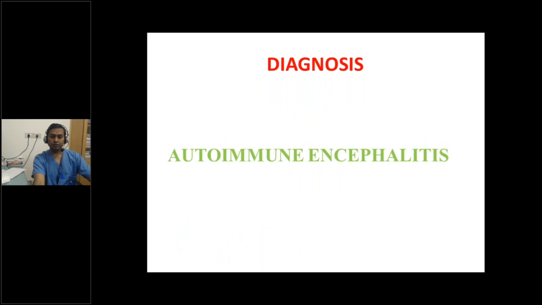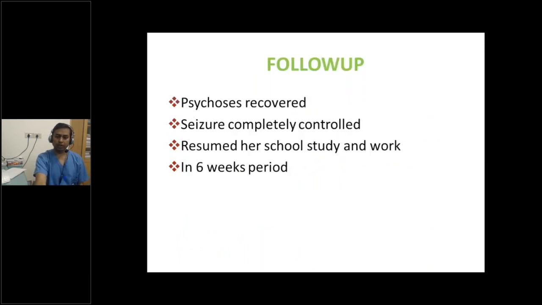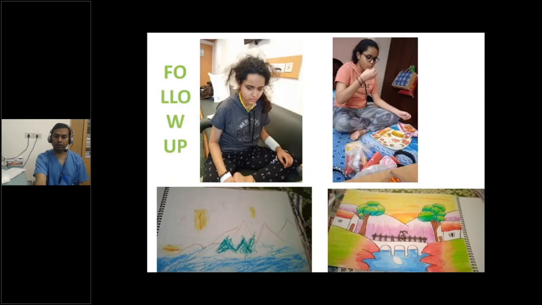She received Solu-Medrol and IVIG, followed by rituximab, and over a 1.5 month period her drawing recovered, speech came back, and she is almost back to her normal routine activities. She is back to school. So this is one of the dramatic changes with extensive evaluation and diagnosis of reversible dementia.